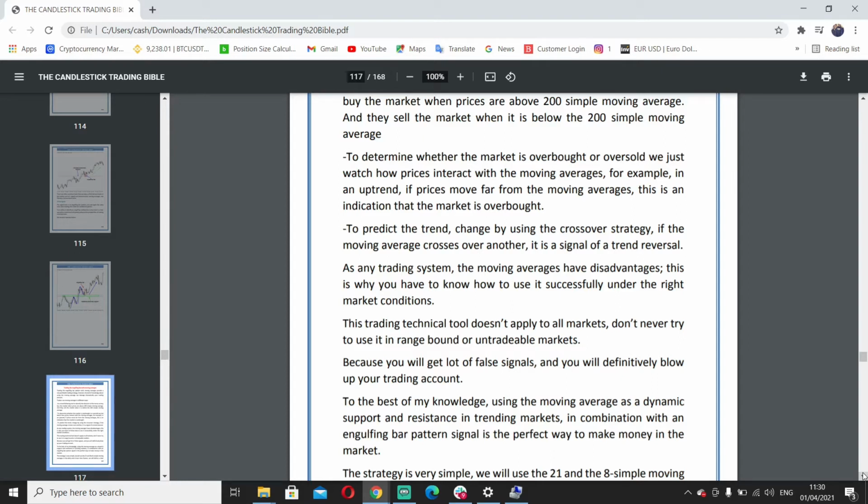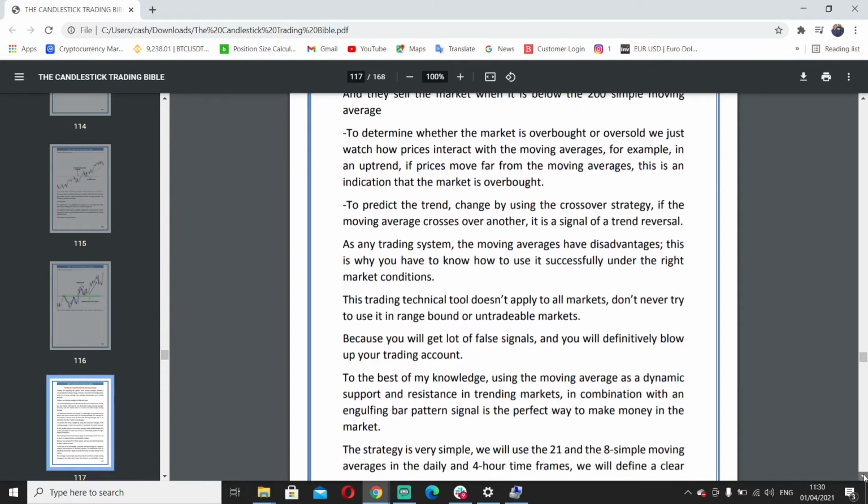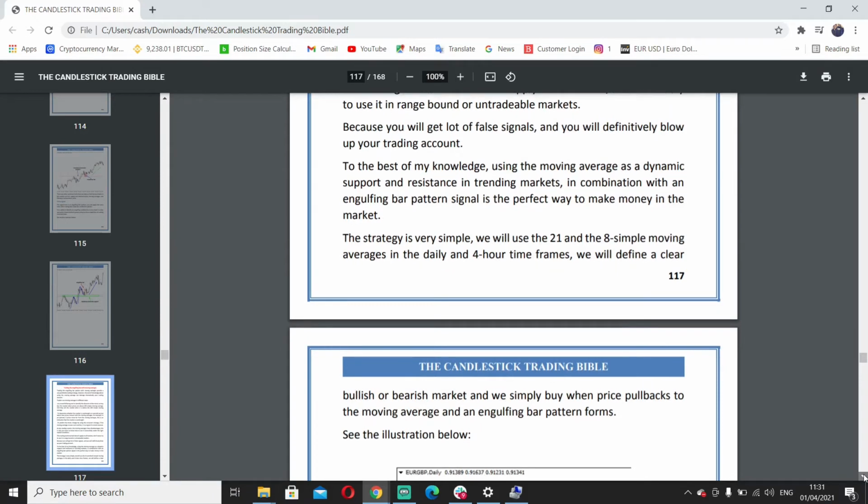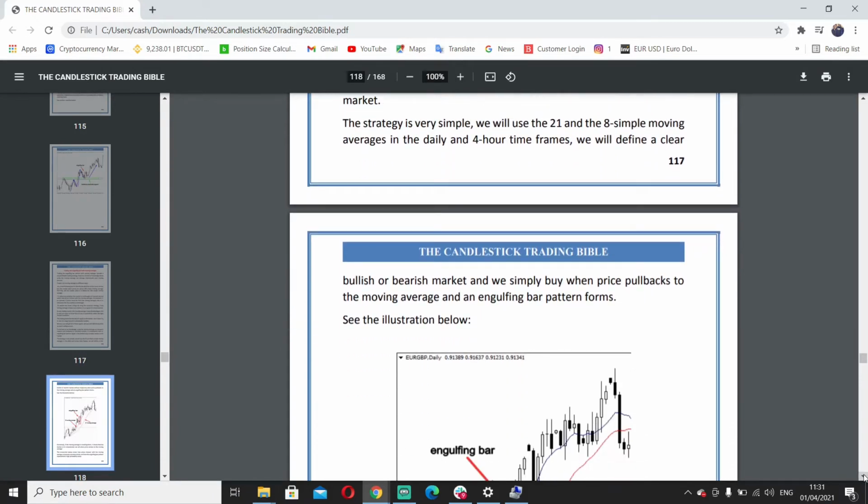To the best of my knowledge, using the moving average as a dynamic support and resistance in trending markets in combination with an engulfing bar strategy is the perfect way to make money in the market. The strategy is very simple. We'll use the 21 and the 8 simple moving averages in the daily and 4 hour time frames, and we'll define a clear bullish or bearish market, and we simply buy when price pulls back to the moving average and an engulfing bar pattern forms.